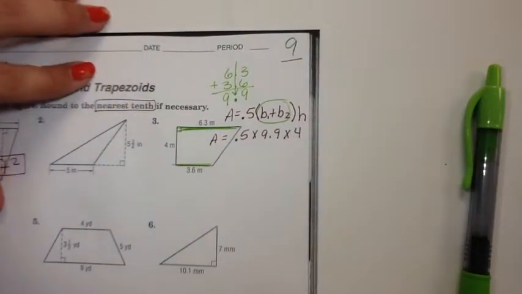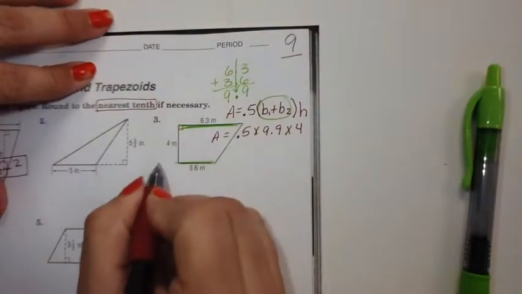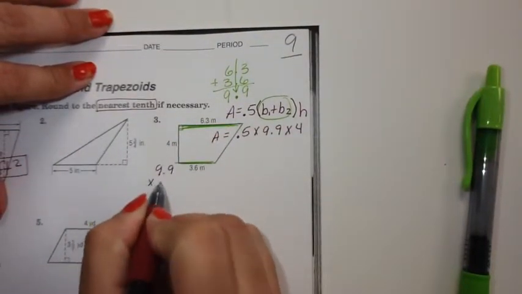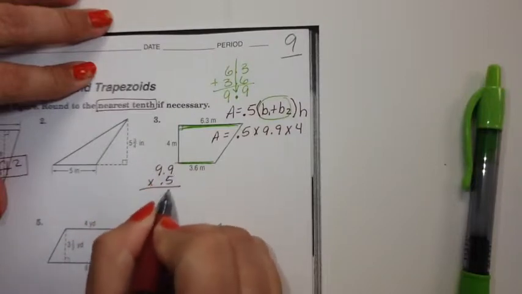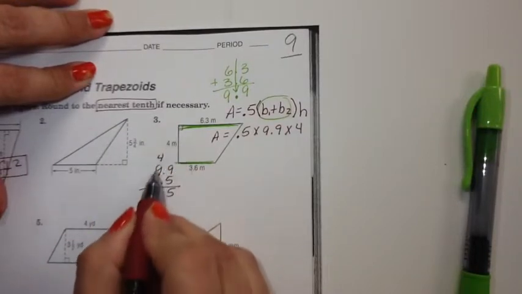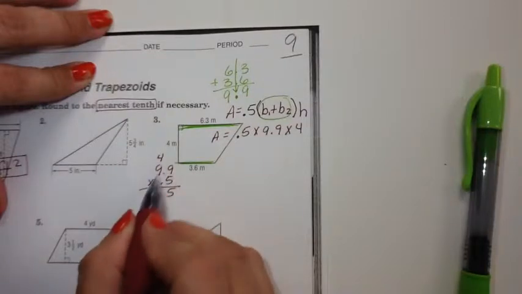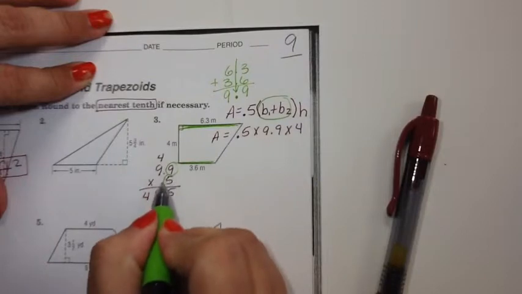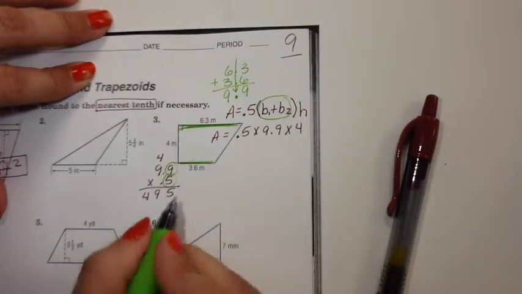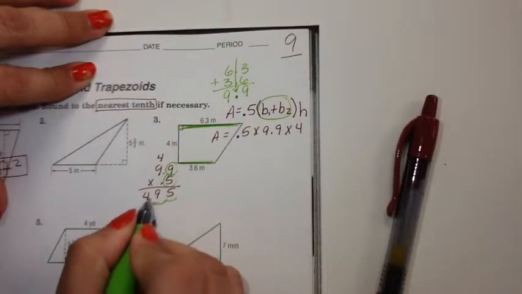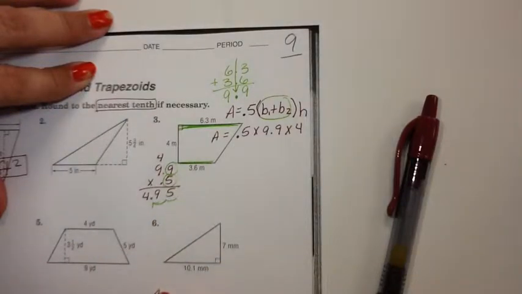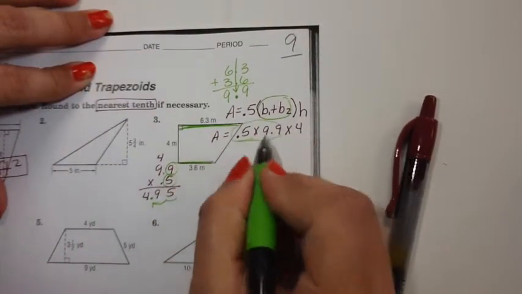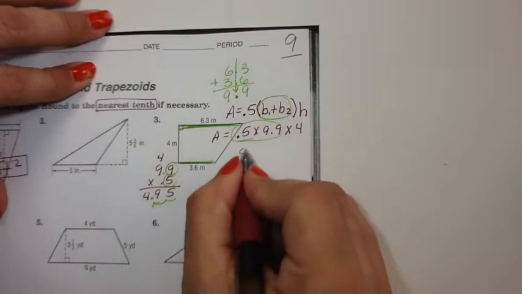Okay, what do I do next? You multiply 9.9 times 0.5. 5 times 9 is 45, carry 4, 45, 46, 47, 48, 49. And there are 2 numbers behind the decimal, so I have to put 2 numbers behind the decimal in the product. So this is now 4.95.